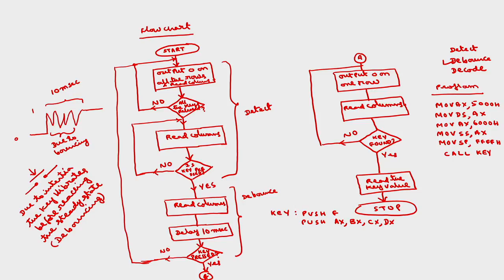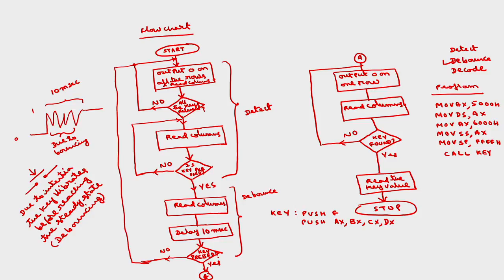Now what is the first step? You have to output 0 on all the rows, and you have to check whether all the keys have been released or not. This is to avoid the two key lockout problem. So initially, before any key is pressed, you have to make sure that all the keys have been released previously, so that no two key lockout problem will occur.